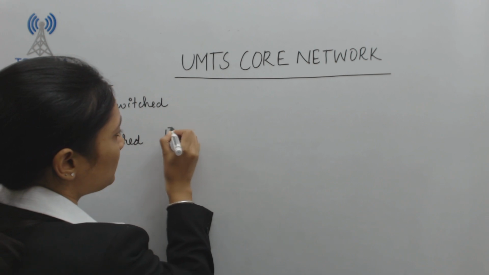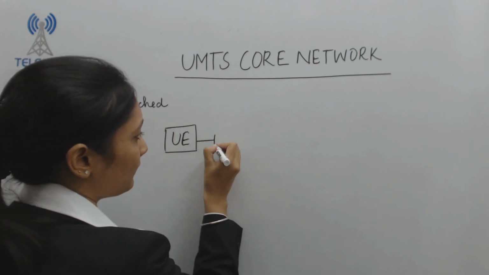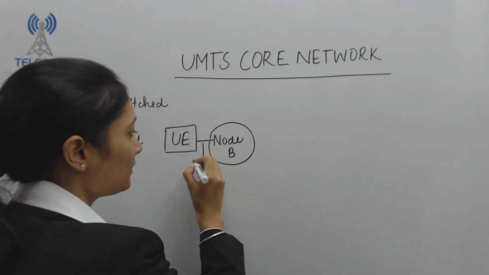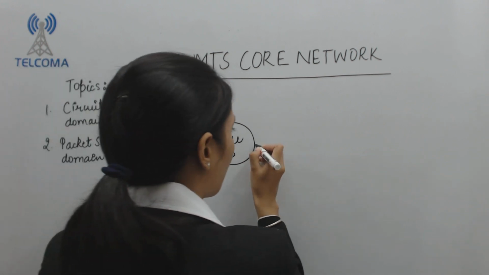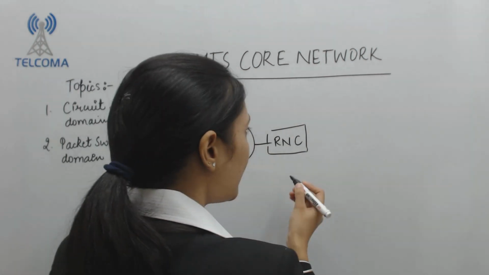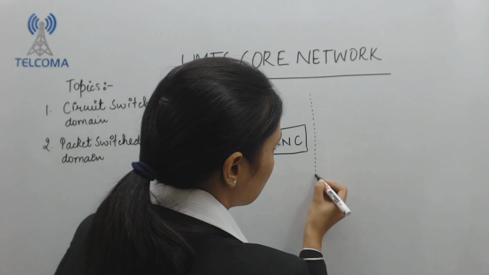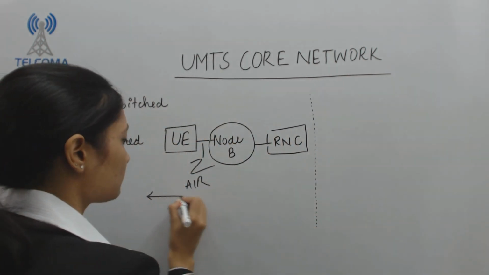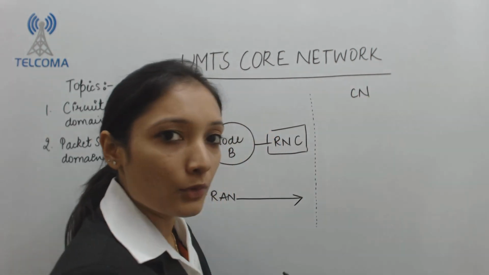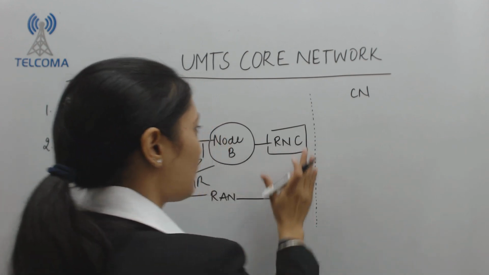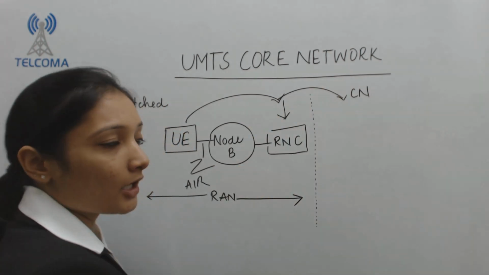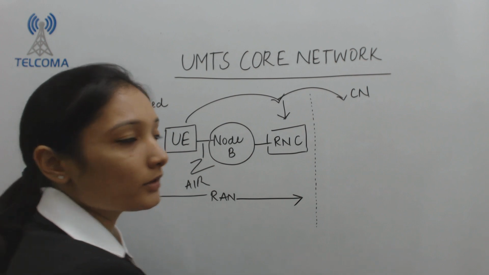If we recall the architecture, we have user equipment, NodeB, then we have the RNC, which is the governing element of the radio access network. This portion is our radio access network. Now we have the core network. This radio network controller connects the user to the core network. So it acts as an intermediary for connecting the user to the end network, that is the backbone network.